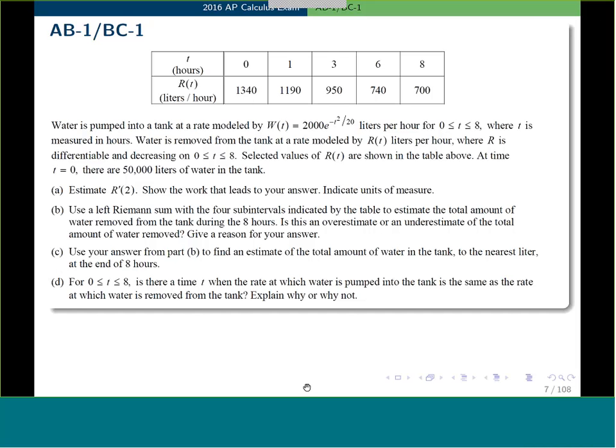Yes. Okay, this is AB1, BC1 from last year's exam. I think this is an excellent problem to review with your students as you prepare for the exam this spring. This is a calculator active problem. I'm not going to be doing any calculator commands on screen, but there are some places in here where you will need your calculator. And I think this is a very familiar type of problem. So I think this is an excellent review problem.